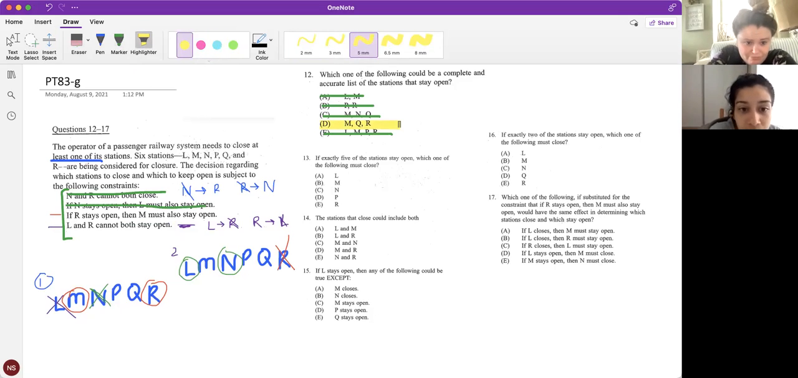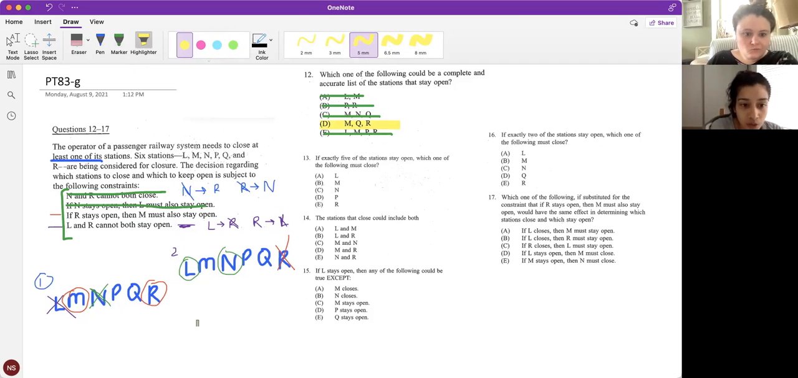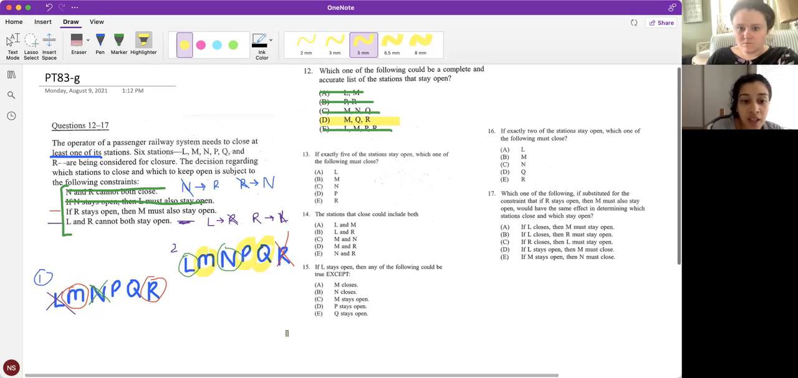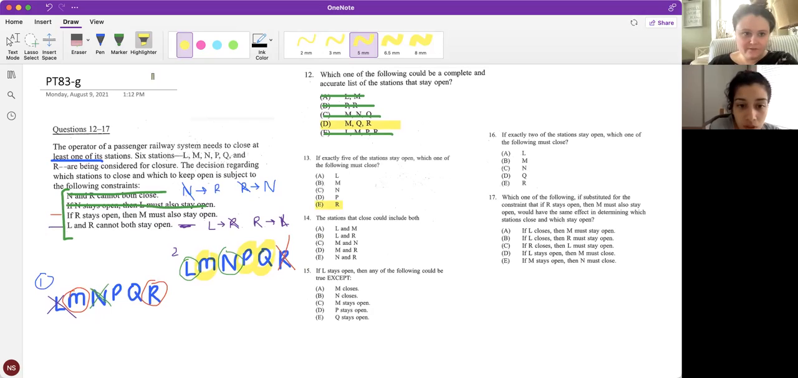All right. If exactly 5 of the stations must stay open, which of the following must close? Okay, so if 5 are open and there's 6 in total, then only 1 can be out. So then what world are we looking at? We're looking at 2 because only 1 is out, and then the rest of them are all circled. And then, yeah, R is out. Great, so we would skip 14 and go to 15.